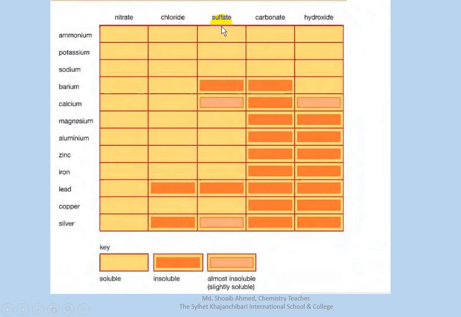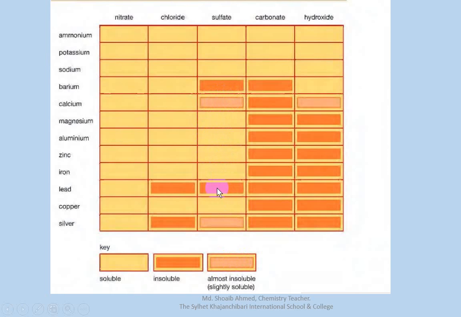Now third column, sulfates. Ammonium sulfate is soluble, potassium sulfate is soluble, sodium sulfate is soluble, barium sulfate is insoluble. Calcium sulfate is slightly soluble. Magnesium sulfate soluble. Aluminum sulfate soluble. Zinc sulfate soluble. Iron sulfate soluble.